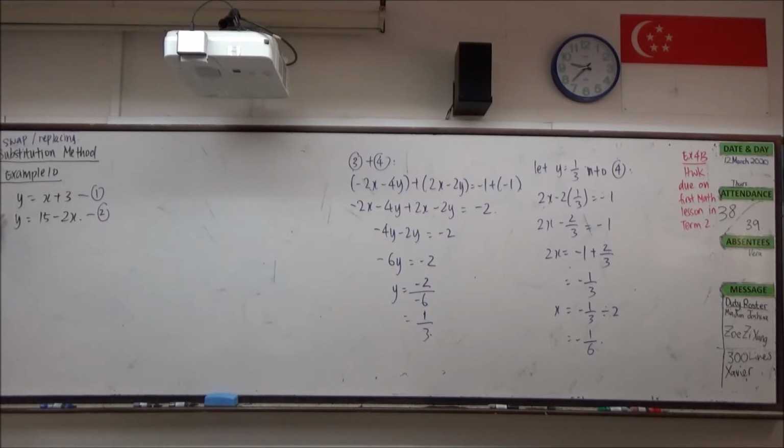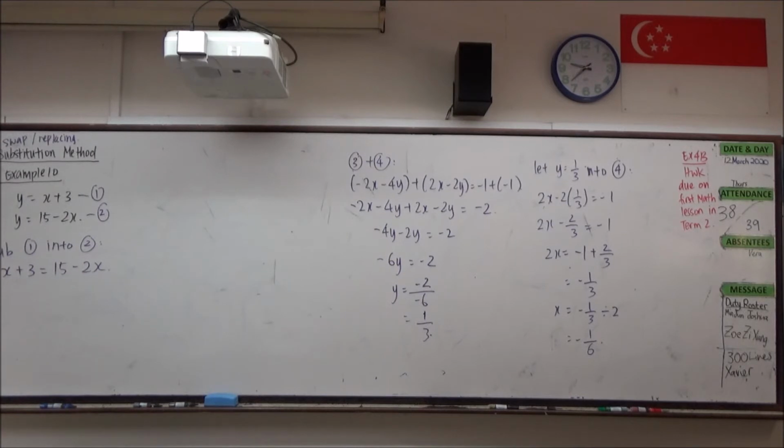Okay, so how do we go about doing this substitution and this replacing? Since they actually refer to the same thing, we will say substitute, we write it sub in short, sub 1 into 2. And that means that we replace the second equation's y with what it is given in equation 1. So we get x plus 3 equals 15 minus 2x. Do you see the idea of replacing now?